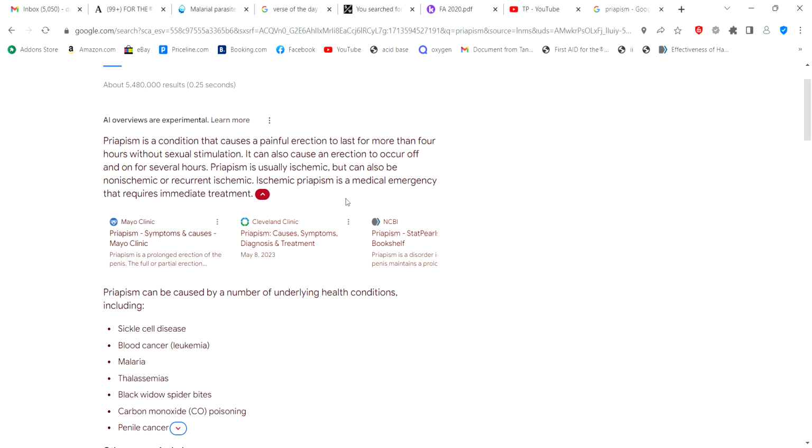PCP causes dissociative symptoms, hallucinations, ataxia, nystagmus, and memory loss. PCP is an NMDA receptor antagonist, which means there will be an excess release of excitatory neurotransmitters. This also inhibits reuptake of norepinephrine, dopamine, and serotonin. So if it inhibits the reuptake of norepinephrine, dopamine, and serotonin, that means they all increase in your brain.